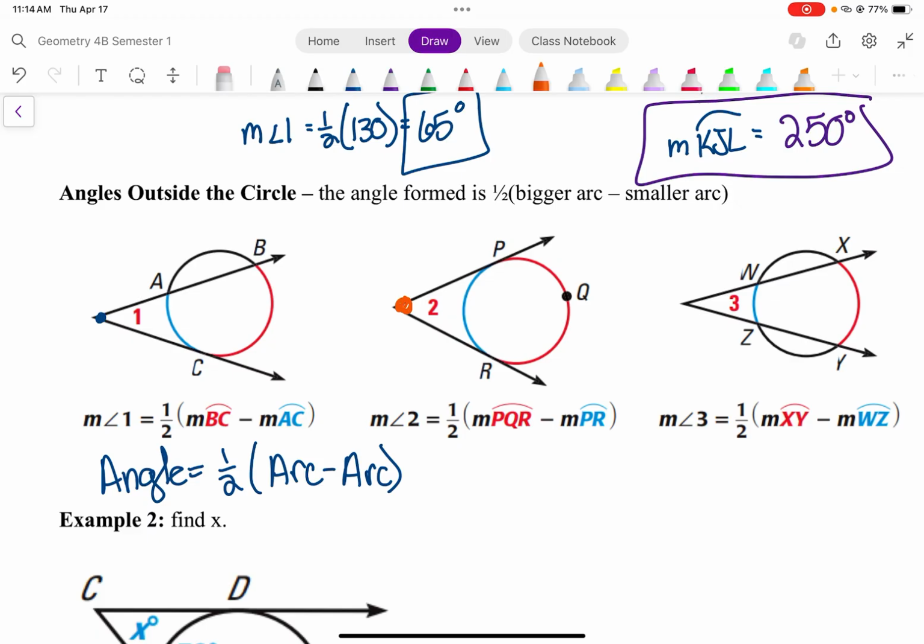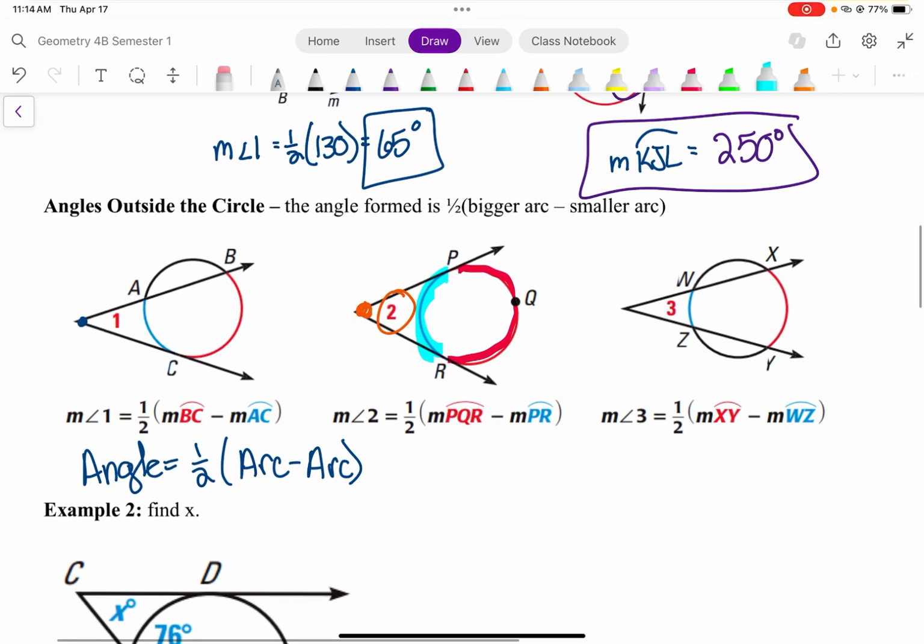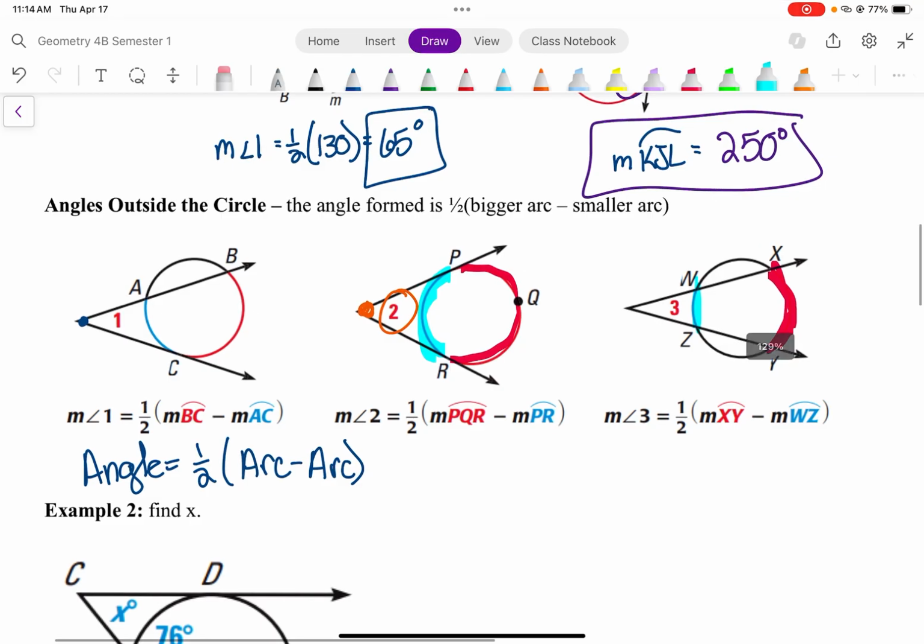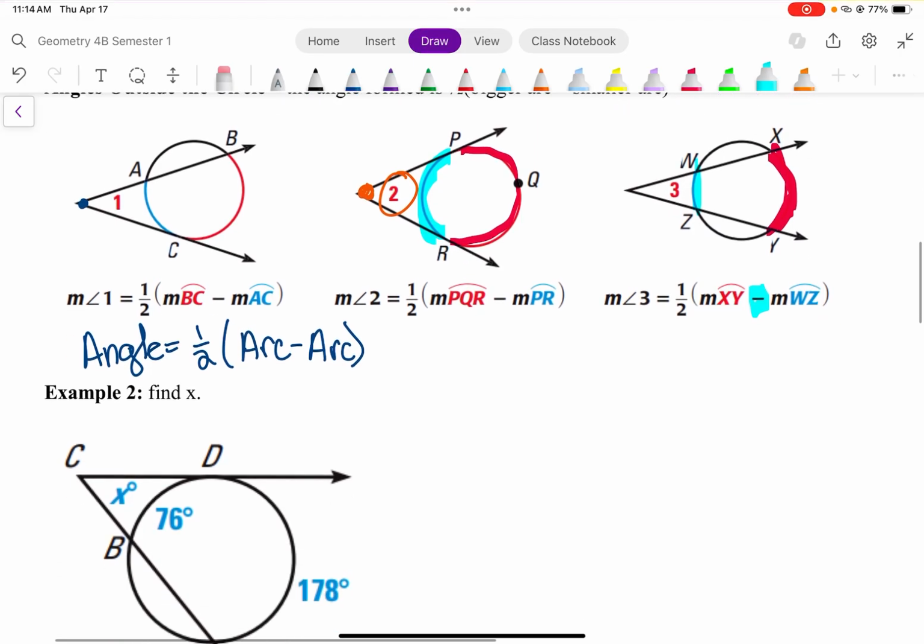So in this one, that angle outside the circle is going to be equal to the larger arc minus the smaller arc. Same thing if it looks like this third example, that angle outside is going to be 1/2 times the larger arc minus the smaller arc there. So it's very similar to our former equation. This time we are subtracting instead of adding though.